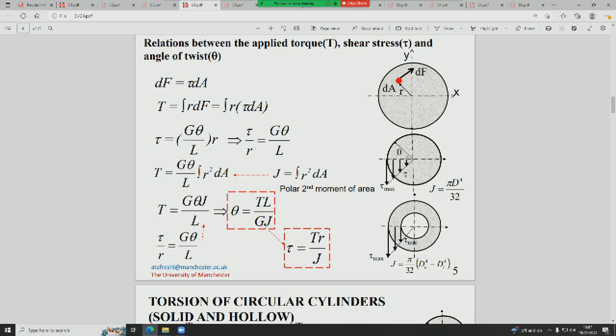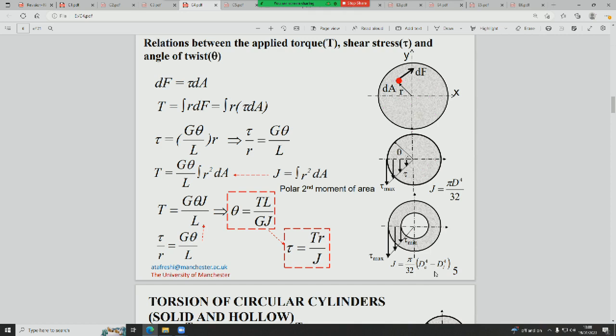So the product of G and J is called torsional stiffness. You can see we've got an element of material property, shear modulus, and an element of geometry, the polar second moment of area. So T is the torque applied, L the length of the cylinder, and the bottom one is the shear stress: the torque applied, the radius of any point from the center, and J obviously is the polar second moment of area. For a solid cylinder, we use pi times the fourth power of the diameter of the cylinder divided by 32. For a hollow cylinder, we say pi over 32, the fourth power of outer diameter minus the fourth power of inner diameter.